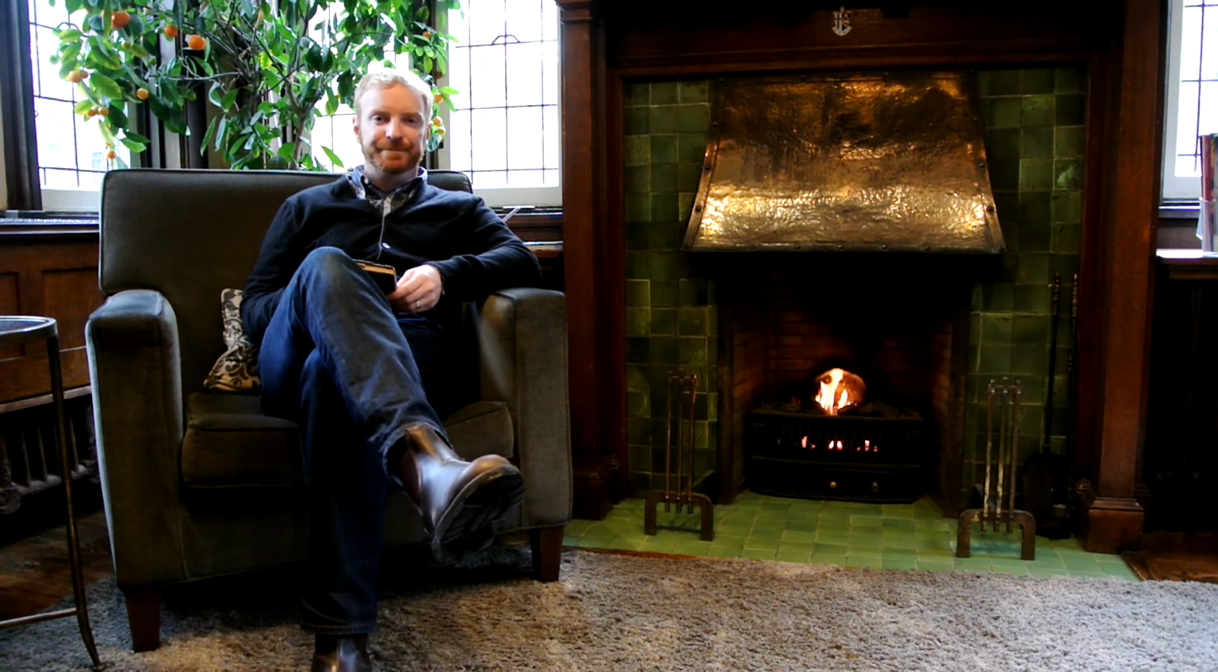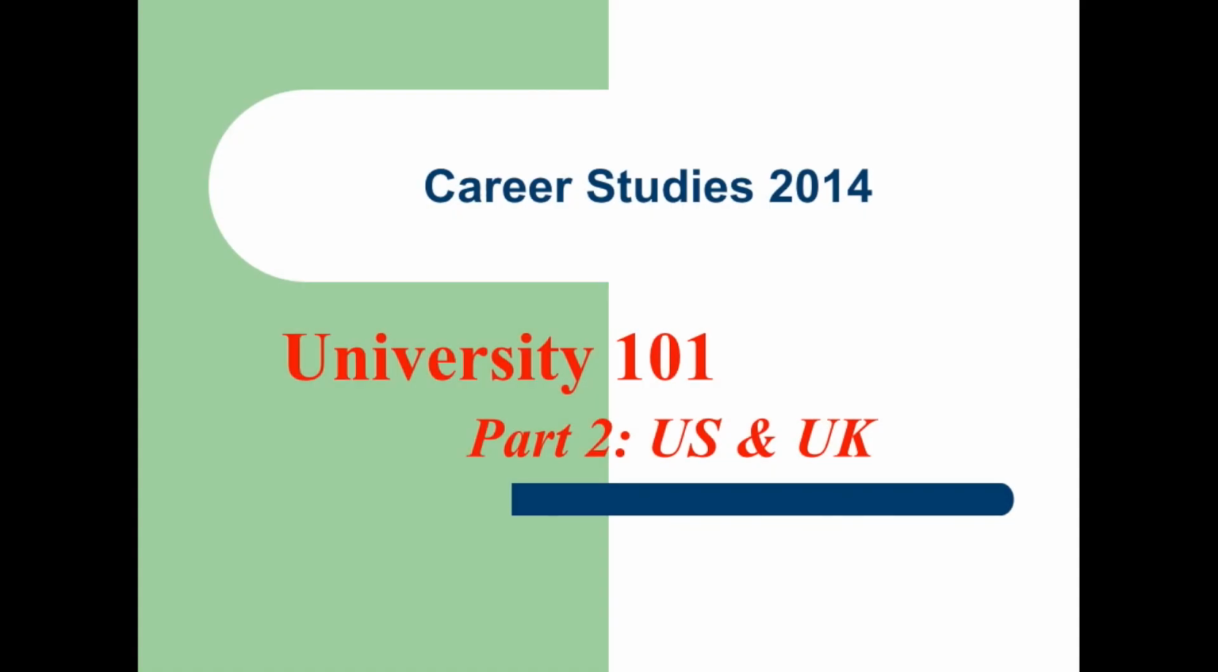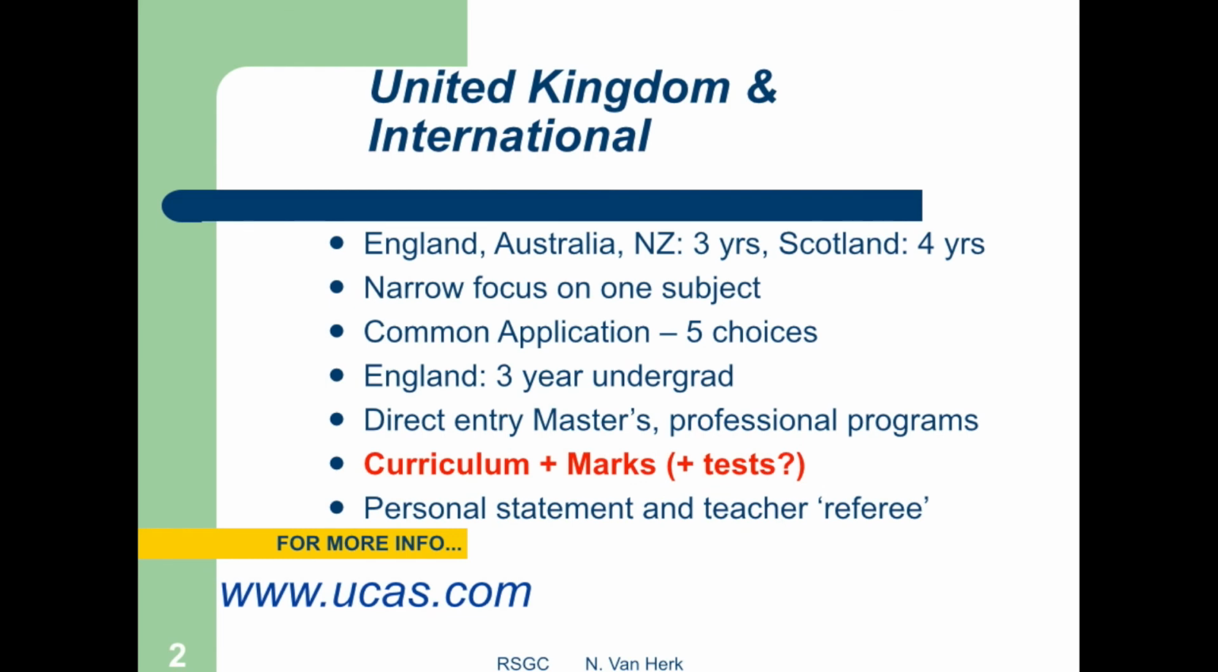Appreciate it. Hi guys, Mr. Van Herk again. Welcome to part 2 of the university slideshow. Today we're going to talk about applying to the US and the UK. Starting with the UK, and most of what we talk about in this slide applies to other international schools. So for our guys it's mostly England, Scotland, maybe Wales, Ireland, Northern Ireland, but we've had students apply to schools in Europe and Australia as well.